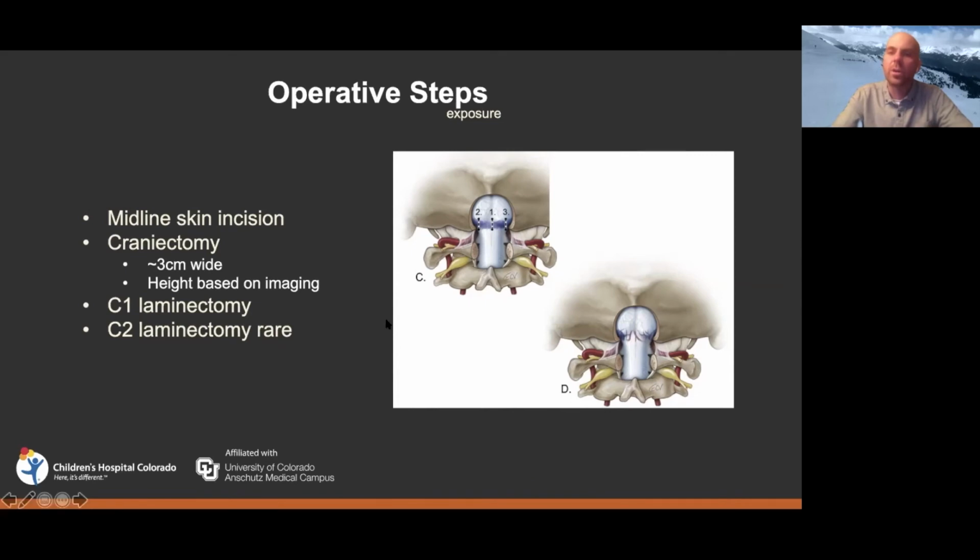There's also always a thick fibrous band right at the craniovertebral junction, so you need to make sure that you come through that. You'll see that in a video in a minute. And that's kind of what that ends up looking like afterwards.